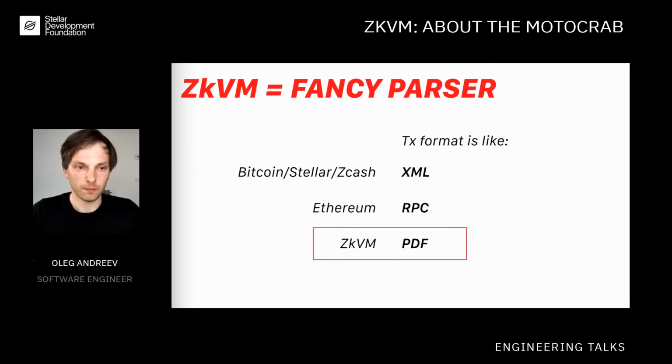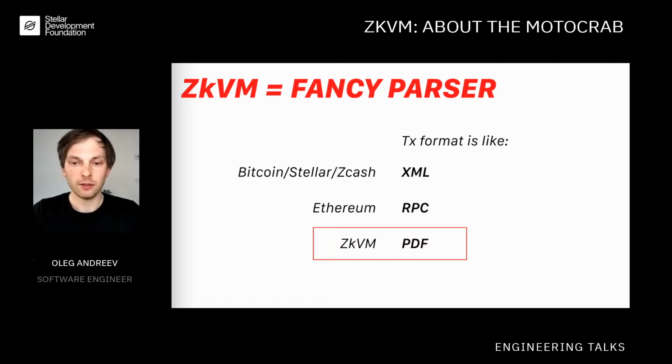If you think about Bitcoin or Stellar or Zcash, the transaction format in those protocols is more like XML. So it's some kind of hierarchical structure with lists of things that contain other things that describe declaratively the flow of assets.